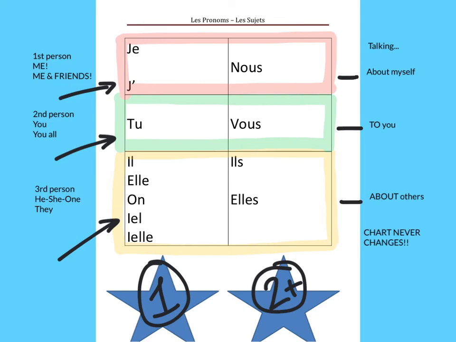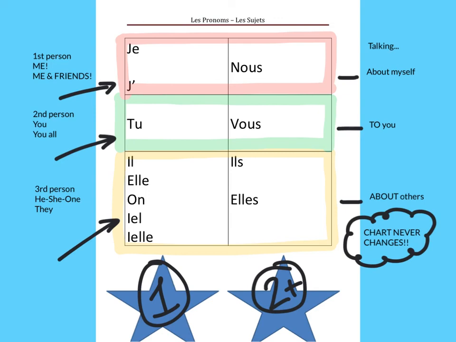I think it's super important to know too, just to wrap up, that the chart never changes. It always shows up in the same pattern. So je is always here, nous is right across from it. Tu always below, vous across from it. Il, elle, on, iel, and iel are all in the same place. Normally, we go through them top to bottom and then down the second one.